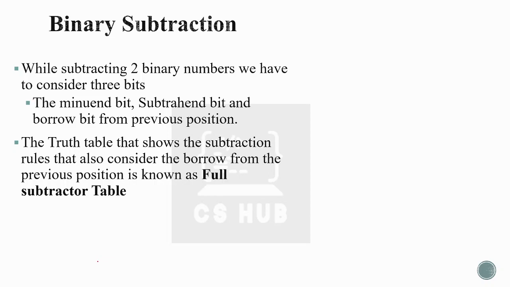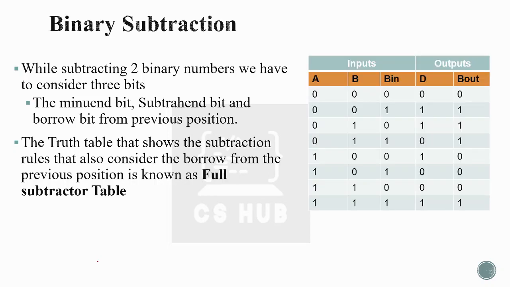The truth table that shows the subtraction rules that also consider the borrow from the previous position, that is the truth table that shows the subtraction rules for 3 bits, is known as the full subtractor table. Like the full adder table, there is a full subtractor table. This is the table. We have 3 inputs A, B and B in, that is borrow in. And we have 2 outputs, D, difference, and borrow out.